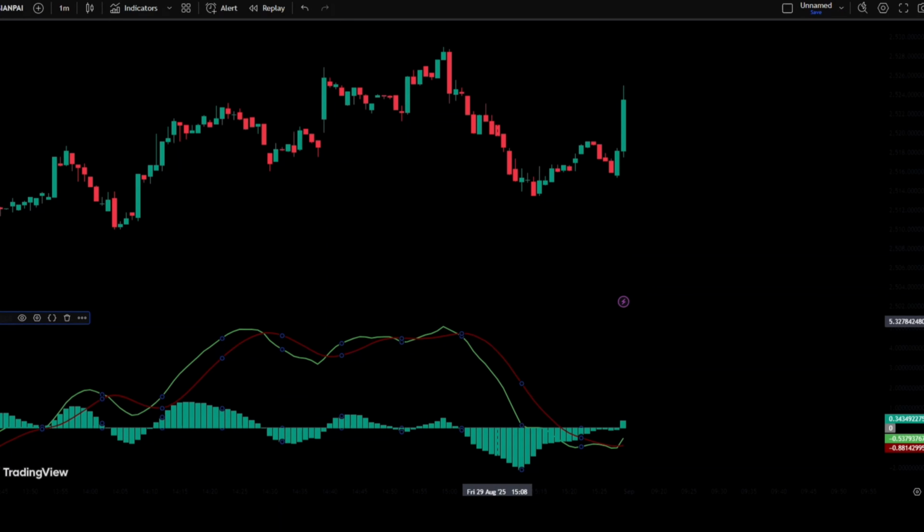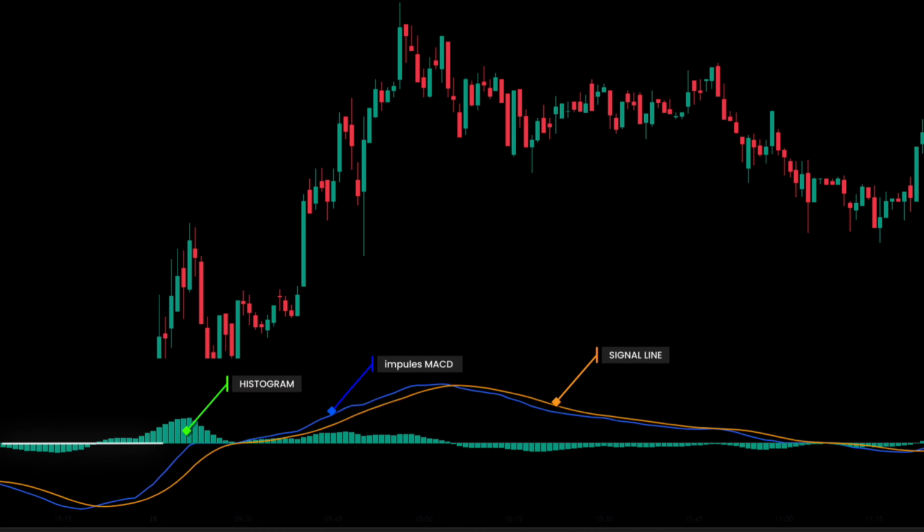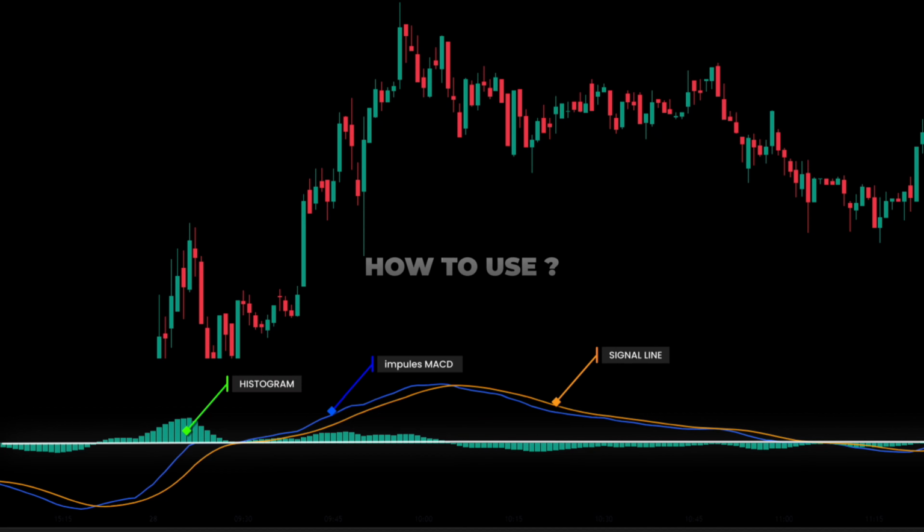See here it has been added. Let's understand this now. This is also just like the normal MACD. It also has 4 components. This blue line is called M plus MACD. And this orange line is called signal line. Apart from this, we also have a histogram and a middle line. So, now let's see how you will use this indicator. This is also used just like MACD.